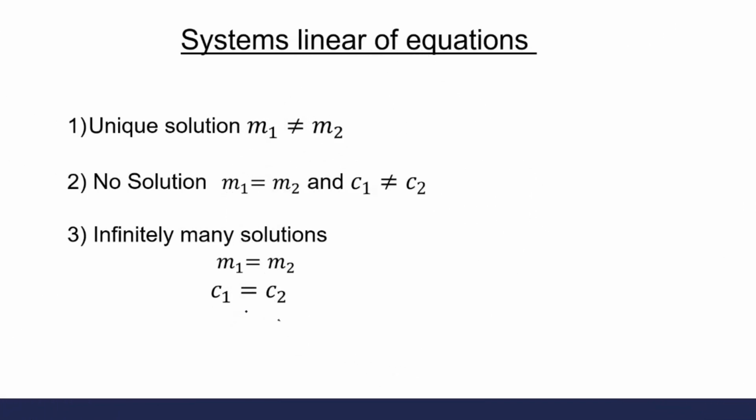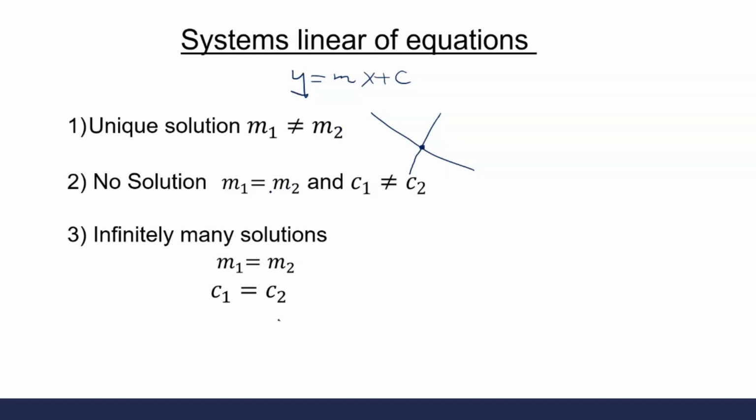Systems of linear equations. A linear equation is y equals mx plus c, where m is your gradient and c is your y-intercept. There are three cases for systems of linear equations: unique solution, no solution, and infinitely many solutions. A unique solution means the two lines have one point of intersection, and that only happens when m1 does not equal m2, so the first gradient is not the same as the second equation's gradient.